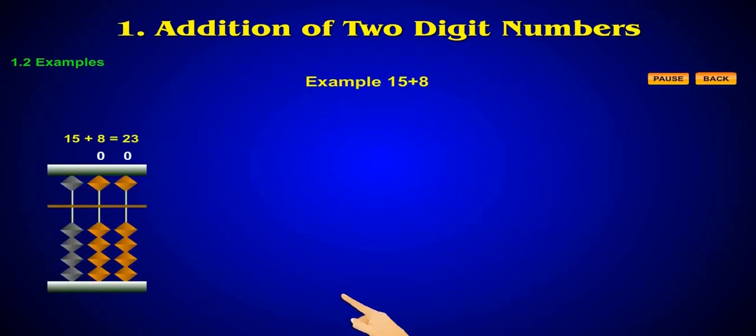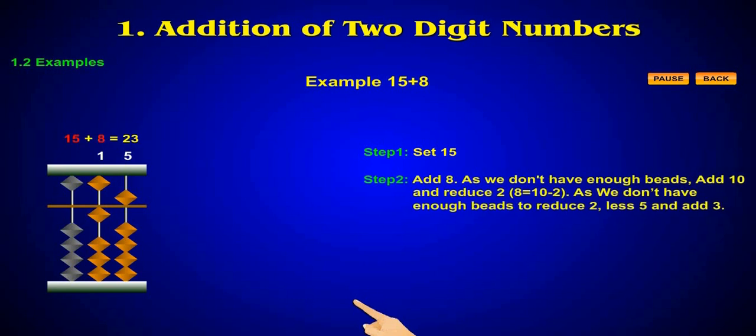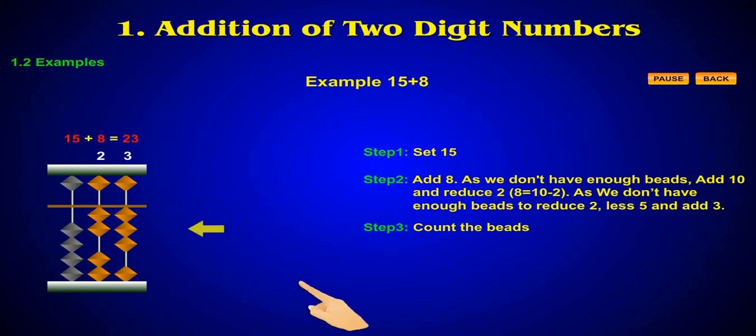Example: 15 plus 8. Step 1. Set 15. Step 2. Add 8. As we don't have enough beads, add 10 and reduce 2. That is, 8 equals 10 minus 2. As we don't have enough beads to reduce 2, less 5 and add 3. Step 3. Count the beads.